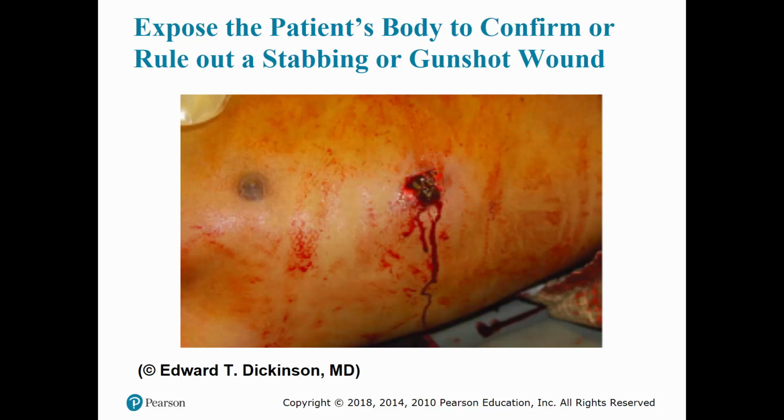Heavy coats, dark clothing, poor lighting in dark environments, or dark hair hide blood very well. Whenever you receive reports of a shooting, always expose the body to look for those injuries.